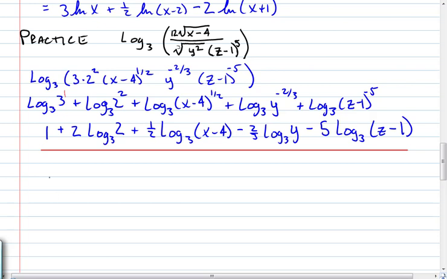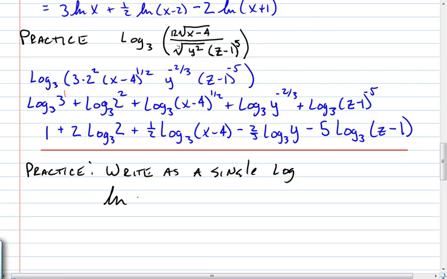So I'm going to make up another problem. The instructions here are going to be: write the following as a single log. So we have the natural log of x minus 2 natural log of y plus 3 natural log of z minus 4 natural log of 2 plus w.